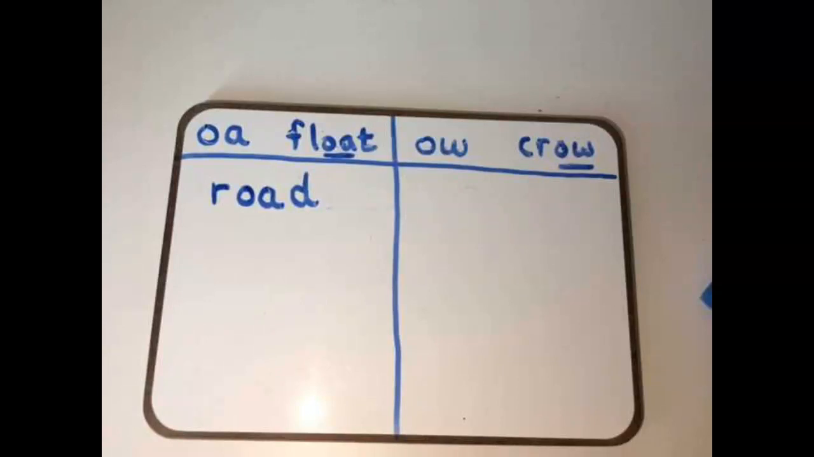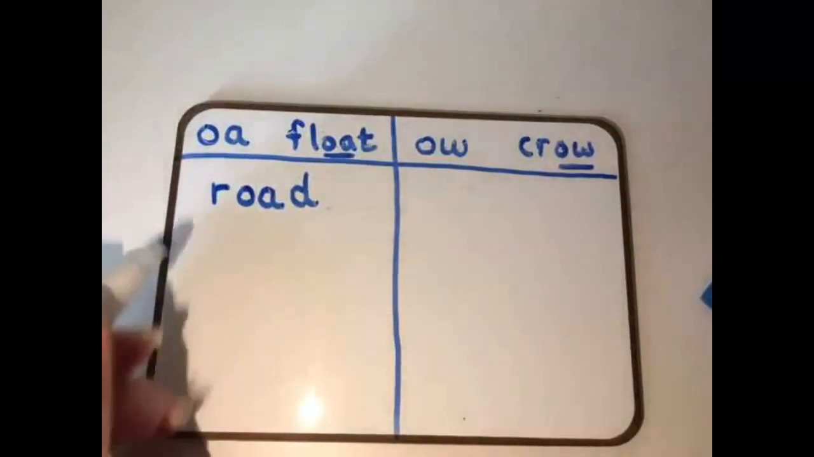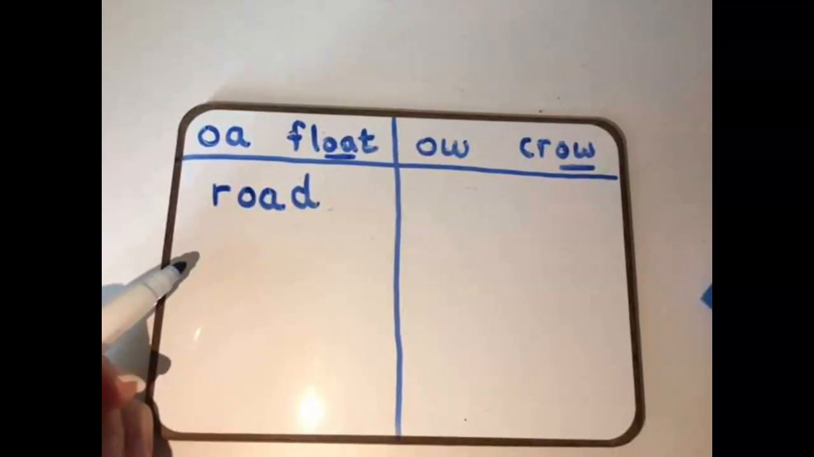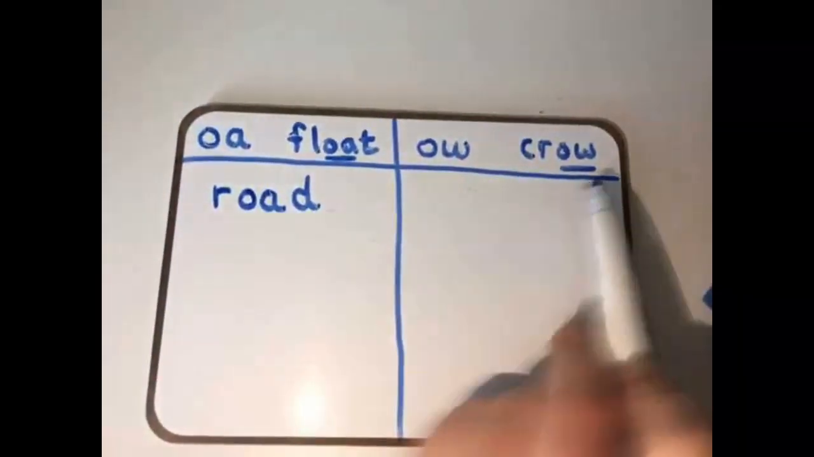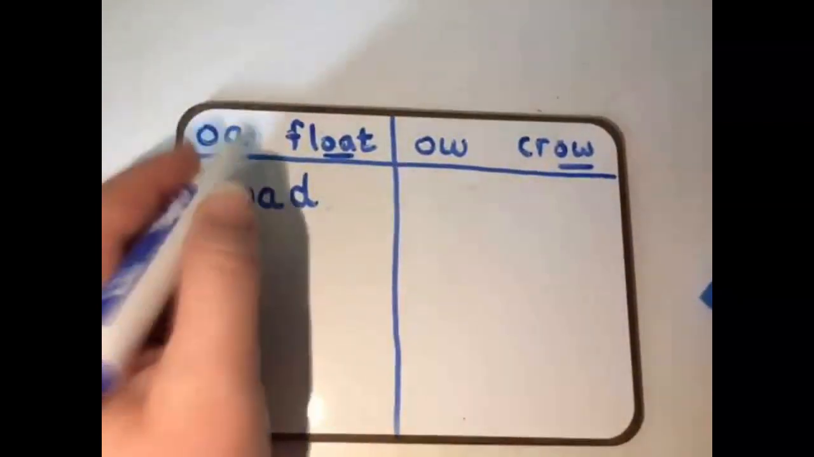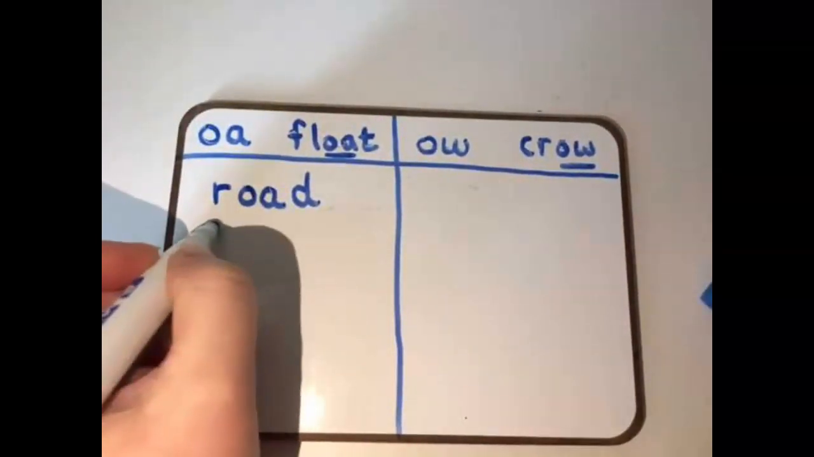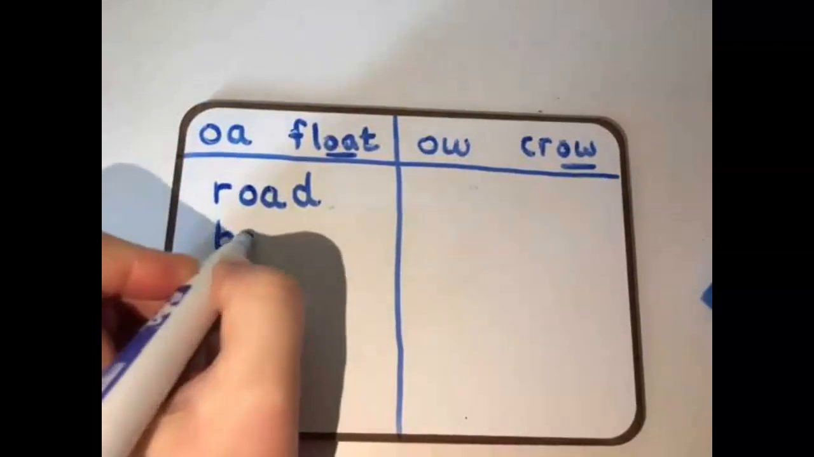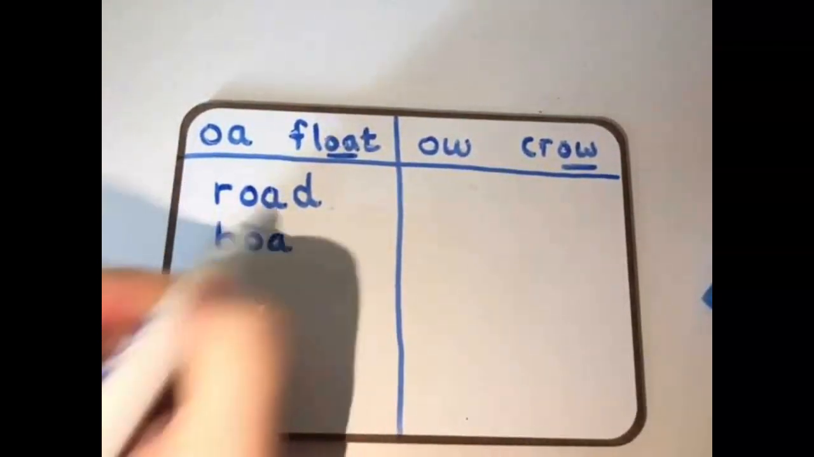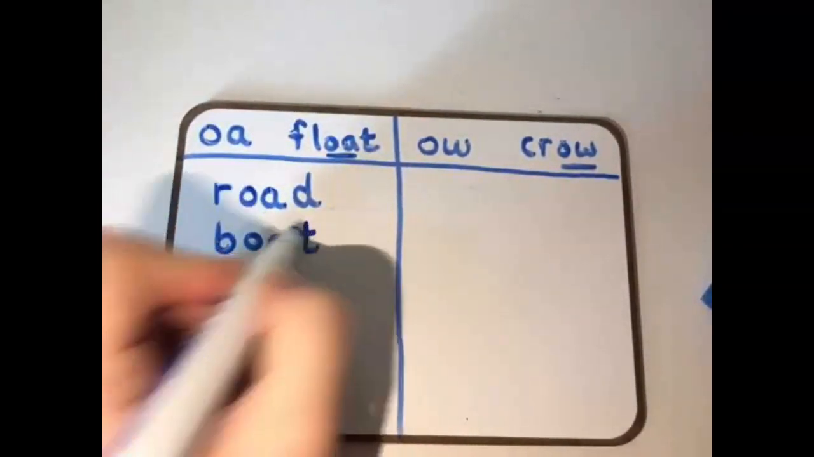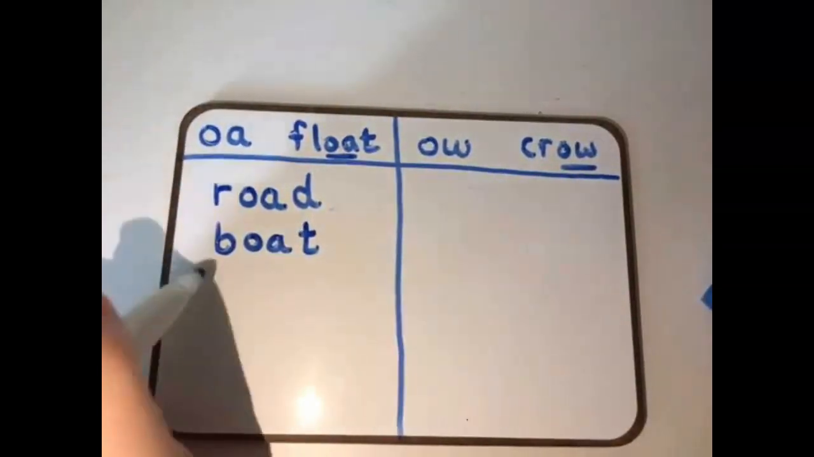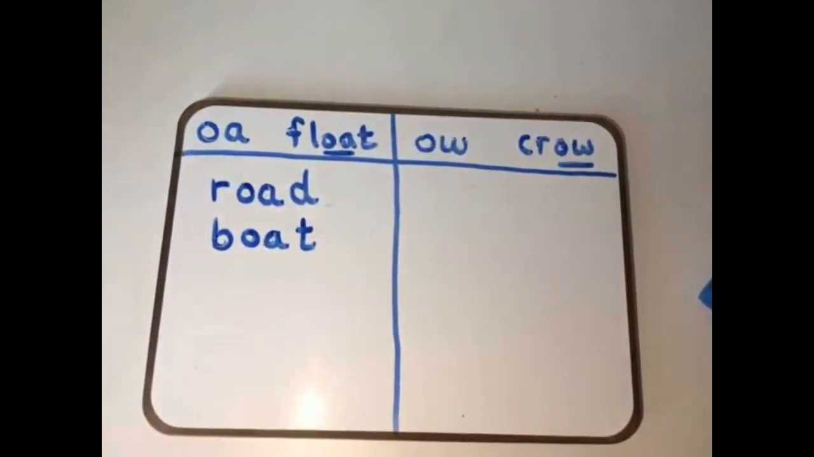All right, so boat, if I again use my sounds, B-O, T, the O sound is not at the end, it's in the middle. So I think this is my better bet. Let's try it. B-O is O-A, T. Does it look right? Yes. So boat is B-O-A-T.